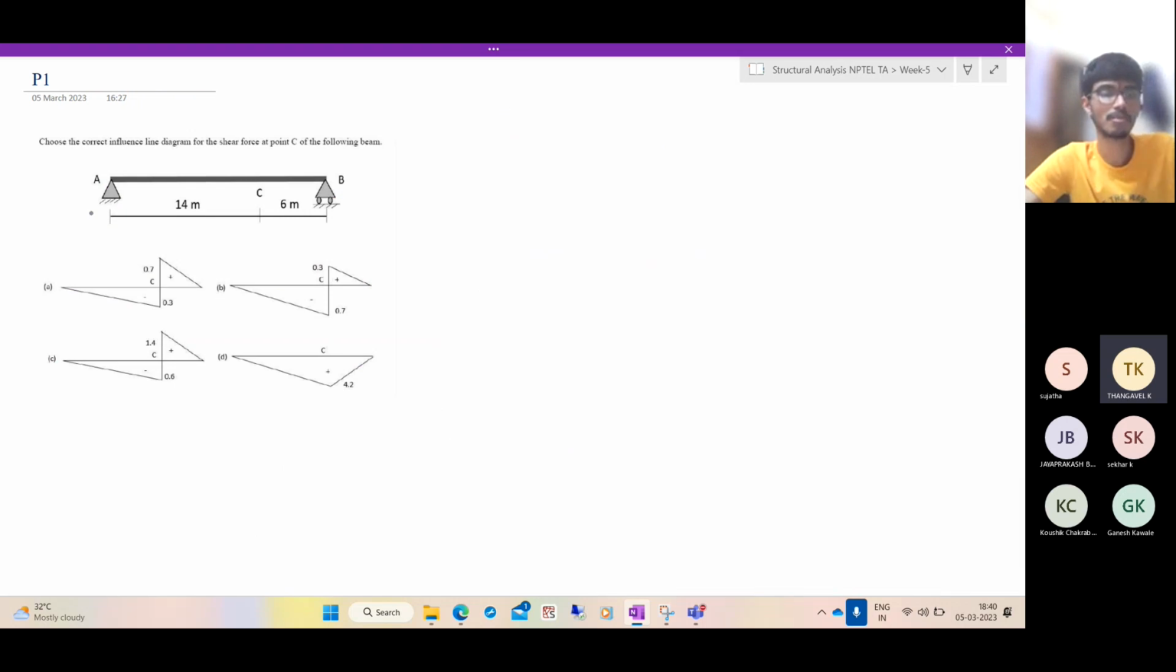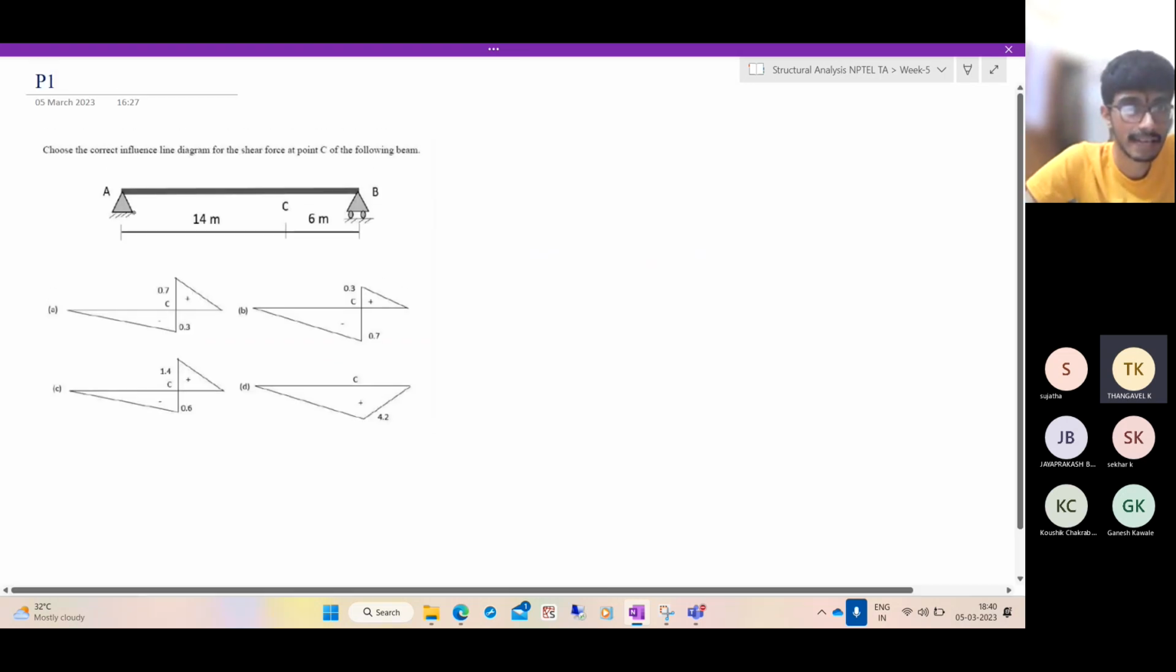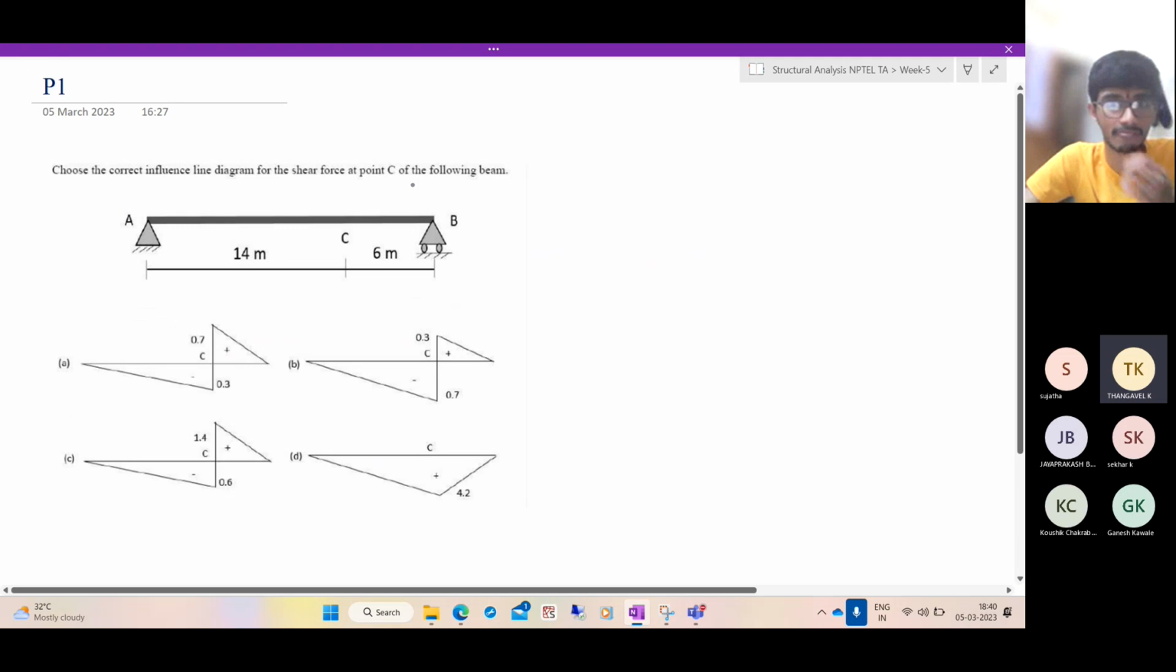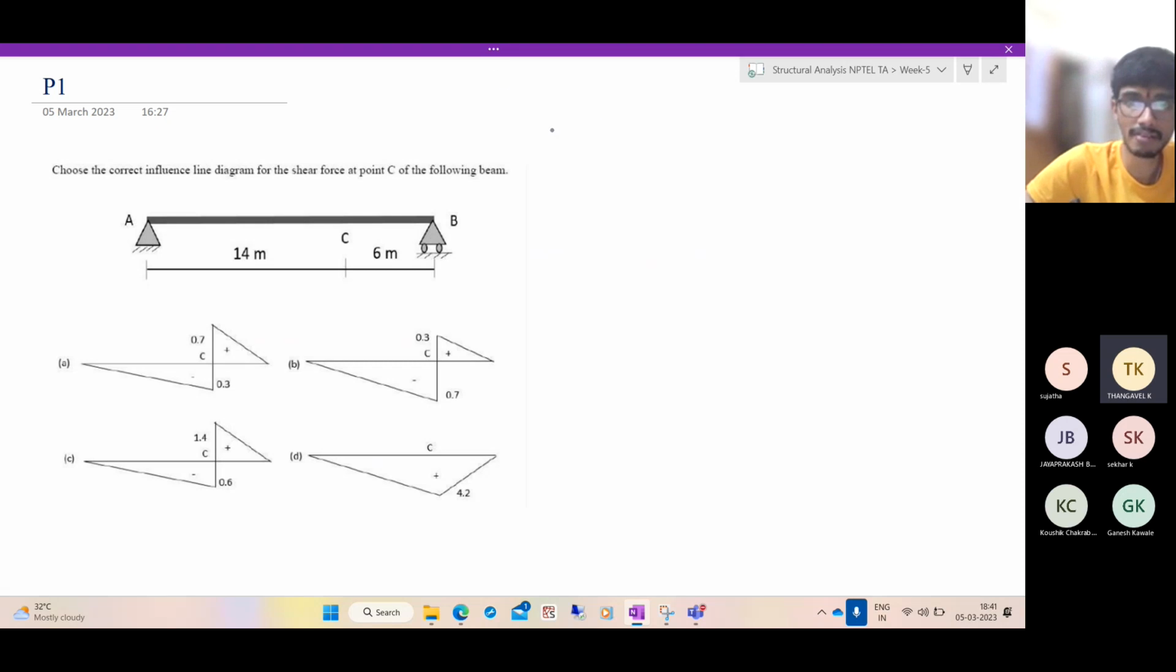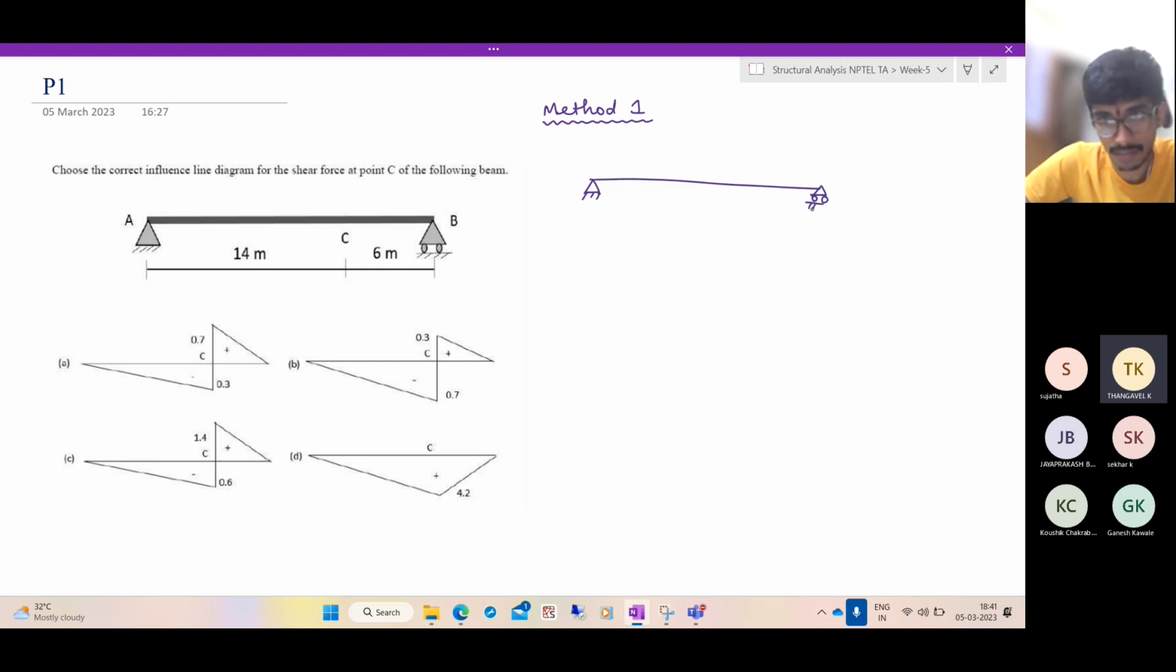So what does the problem say? Choose the correct influence line diagram for the shear force at the point C of the following beam. Since it is the first problem, let us solve it by all three methods. What is the first method? The first method is, we'll consider a general point X on the beam and we'll apply a unit load, which is the correct mathematical method. No shortcuts.